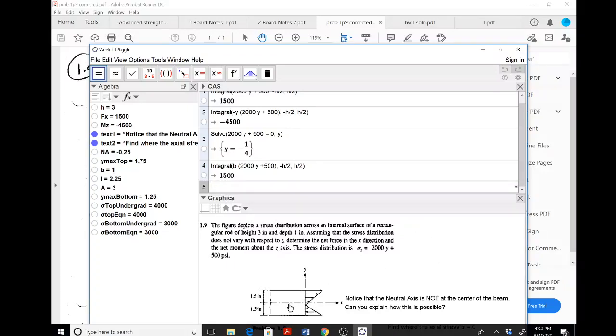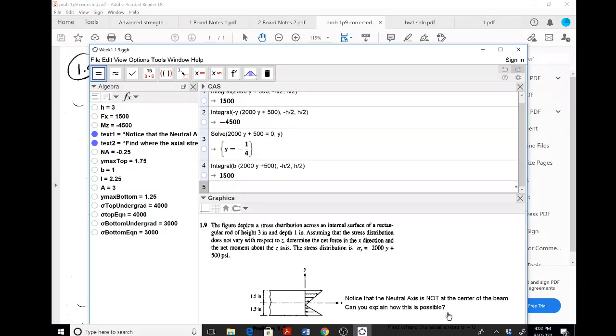And there's another beautiful little subtlety here, and I wrote it down here. Notice that the neutral axis is not at the center of the beam. Once again, you're typically used to seeing the neutral axis as a geometric quantity, but ladies and gentlemen, it isn't. Neutral means that the axial stress is zero. So how could this be possible?